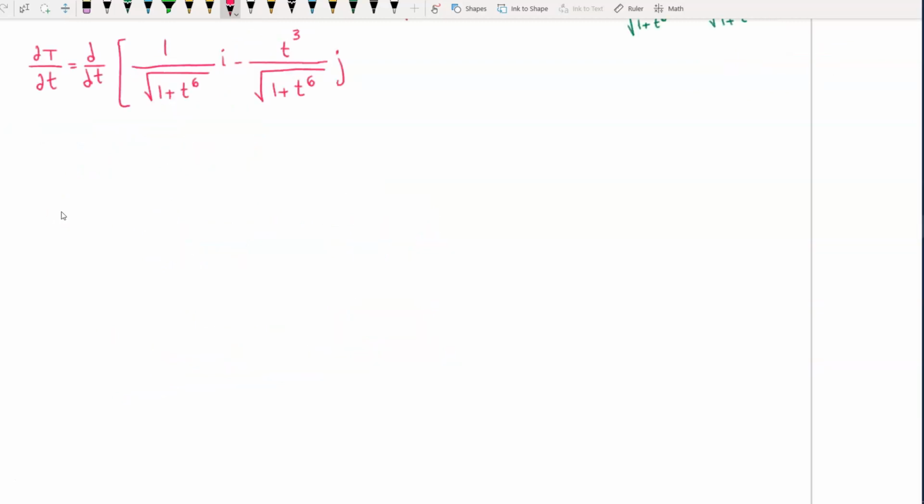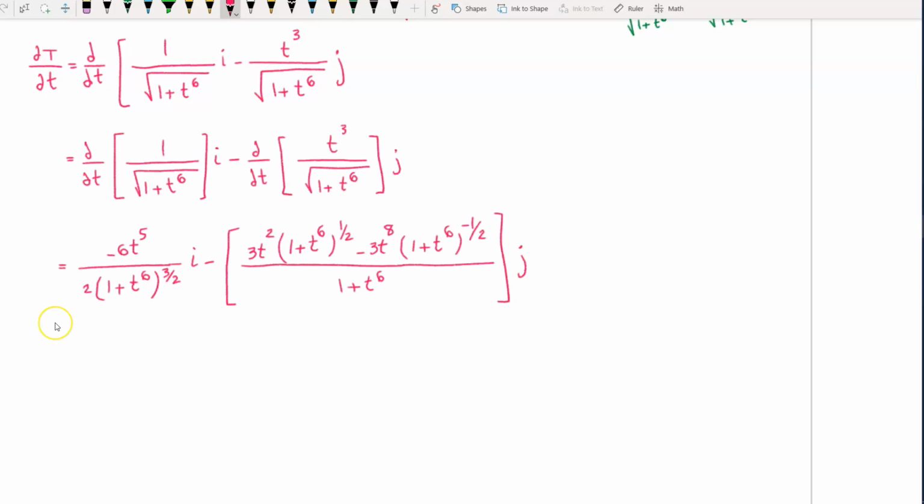Next step, finding N. To find N, first we should find the first derivative of the unit tangent vector T with respect to t. So this is equal to -6 times t to the 5th power over 2 times (1 plus t to the 6th power) to the power 3 over 2, multiplying i, minus 3t squared times (1 plus t to the 6th power) to the power 1 over 2, minus 3 times t to the 8th power times (1 plus t to the 6th power) to the power -1 over 2, over 1 plus t to the 6th power, times j.